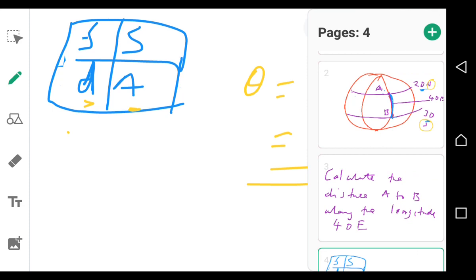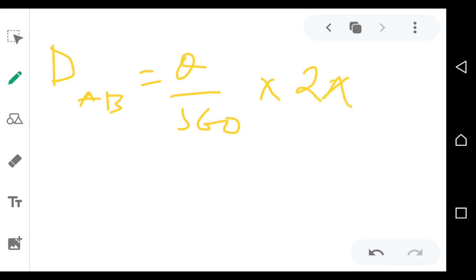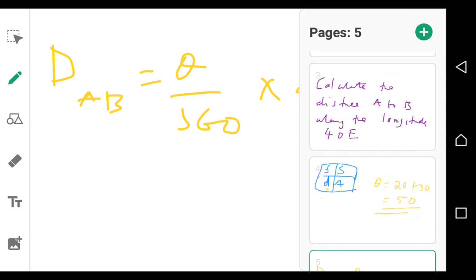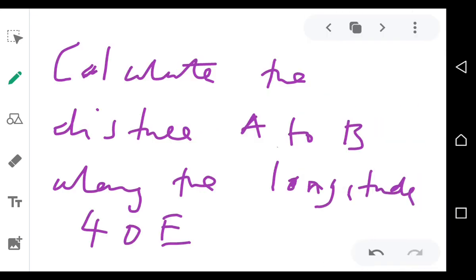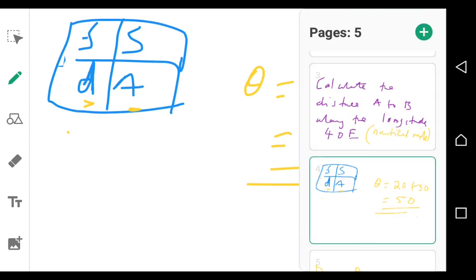And then the formula I'm going to use, the distance AB is equal to theta divided by 360 times 2 pi r. So they can say calculate the distance from A to B along the longitude in nautical miles. They say nautical miles. For example, if I said nautical miles, meaning the R is going to be different.